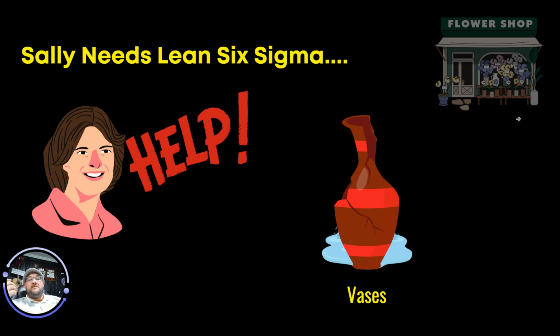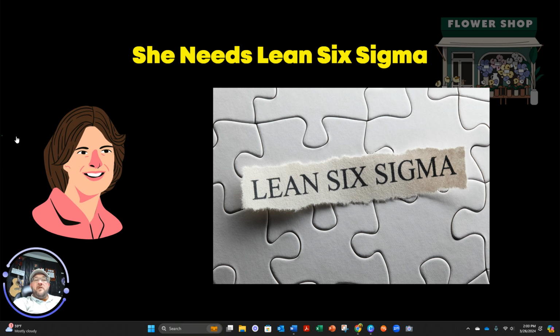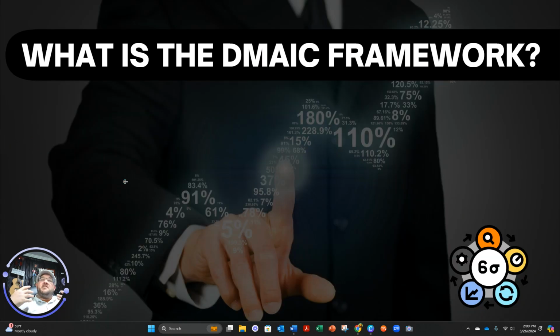Sally has issues with vases being broken. Therefore, she needs Lean Six Sigma to really improve the process and create a better quality product for her customer. So Sally really needs to use Lean Six Sigma to improve her processes. Lean Six Sigma comes about based off of the DMAIC framework, and we'll talk about other frameworks throughout the course. However, the DMAIC framework is a roadmap for continuous improvement projects.